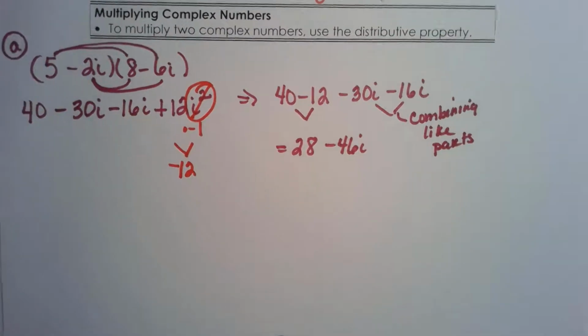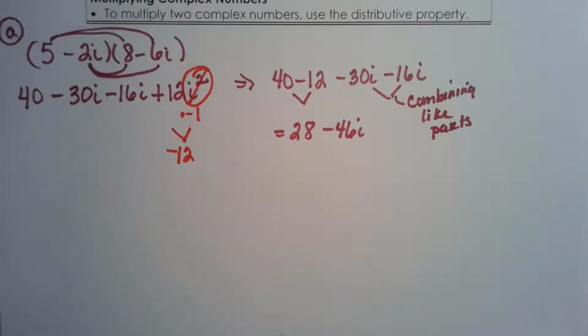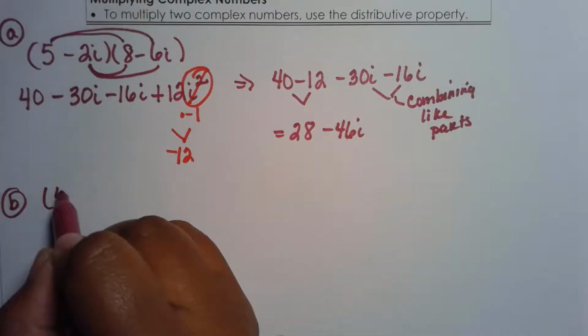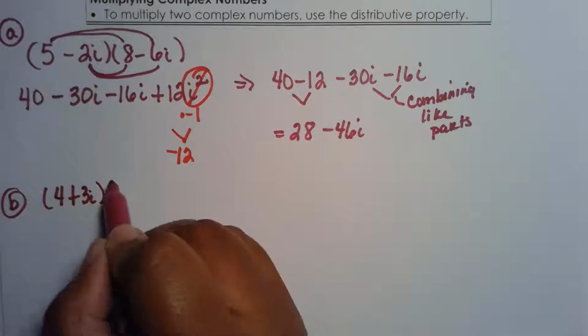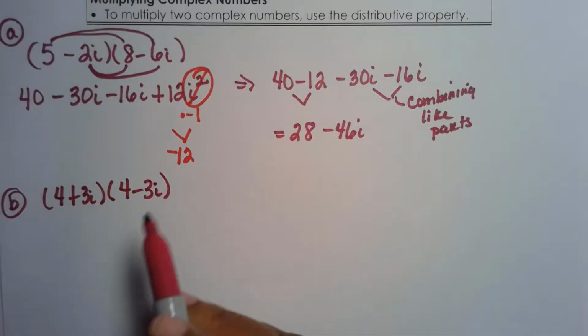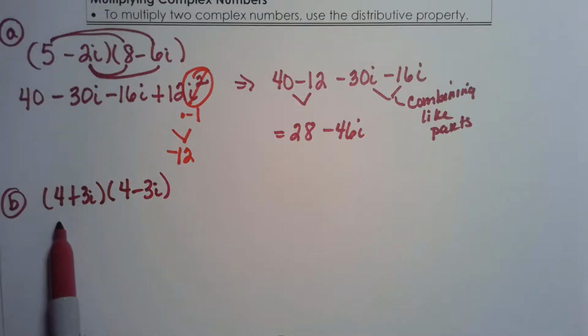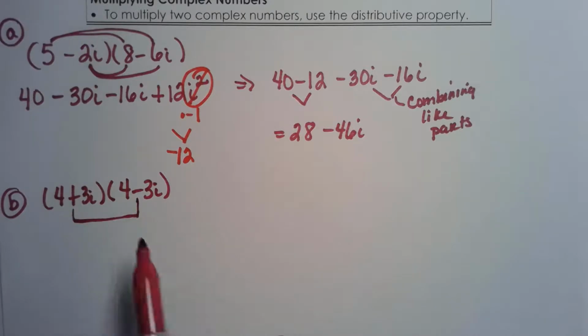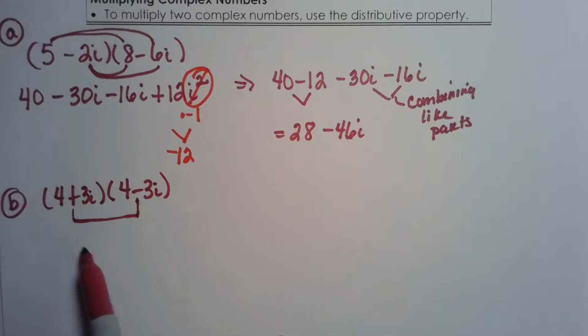Let's do another one. B. We have here 4 plus 3i times 4 minus 3i. Remember, whenever the first terms are the same, the last terms are the same, but we have opposite signs, there's no need for us to use the complete FOIL. Just multiply the first and last terms, because what's going to happen to the outer and inner terms? They're going to cancel out.